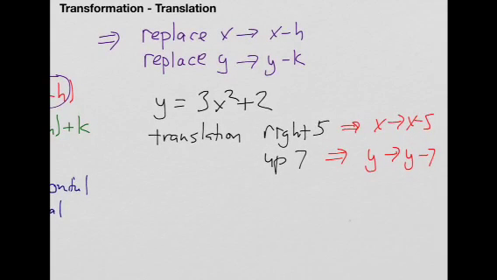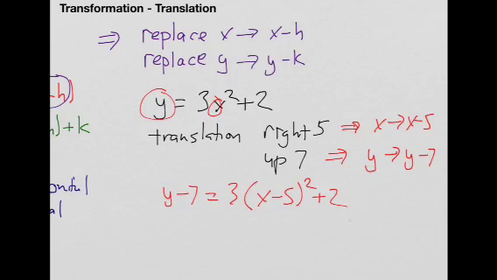So plugging that into my original equation for y and x, I'm going to get y minus 7 equals 3 times x minus 5 squared plus 2. And this is my translated function. If I want to go ahead and solve that so it's solved for y, I just need to add the 7 to the other side, and I get y equals 3 times x minus 5 squared plus 9.